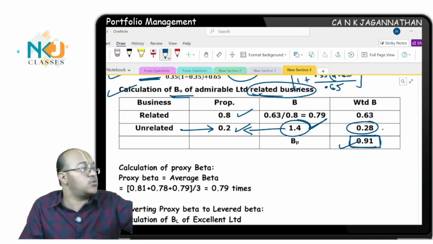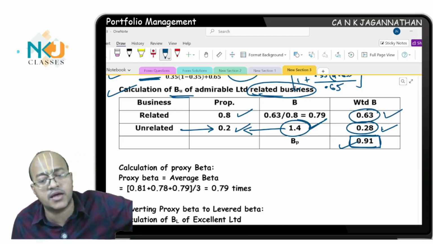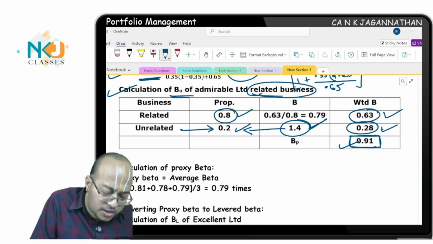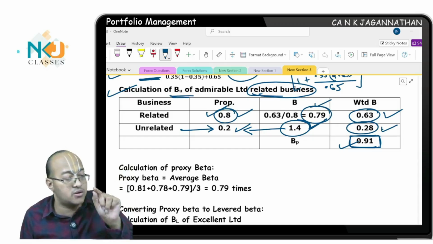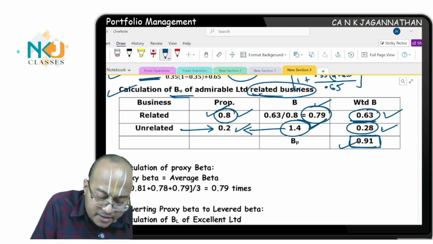From that, 0.28 relates to the unrelated business, and the balance 0.63 will be the weighted average unlevered beta of the related business. But this is a weighted average that considers only 0.8. So what is the actual beta if you consider only the related business? How much is that? 0.63 divided by 0.8.